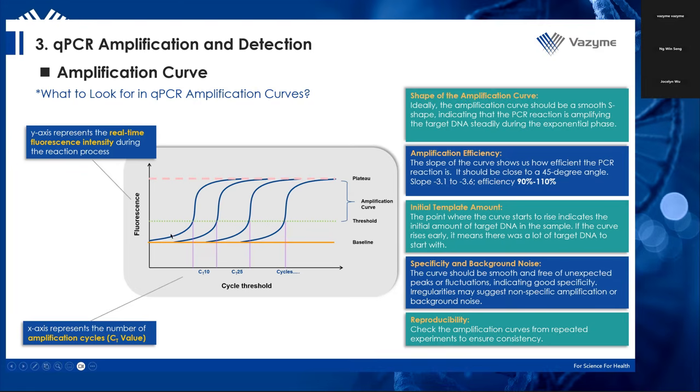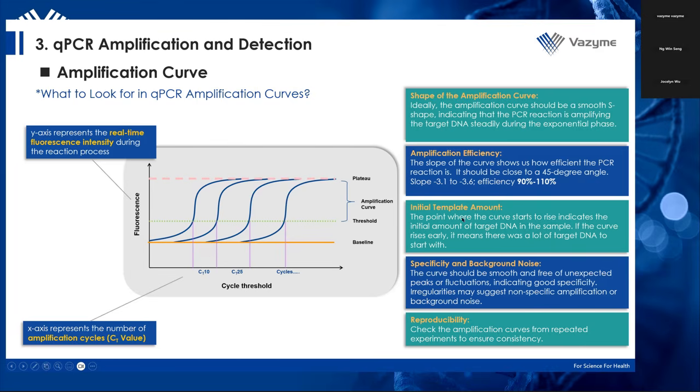Okay, so for the shape, usually we want a nice curve shape, like an S curve, because if it is a lot of jagged lines, that means there's a lot of noise. And then next is amplification efficiency. So the slope, this is the slope, right? It tells us how efficient the PCR reaction is. So it should be close to 45 degrees here.